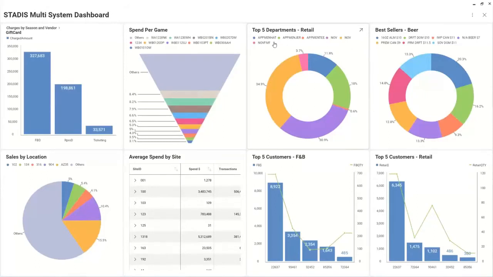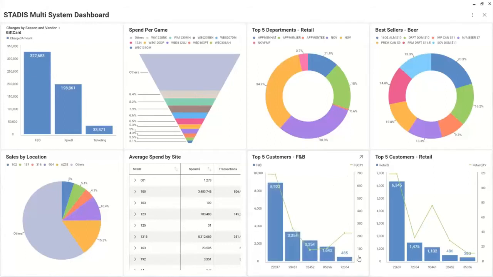Spend per game, top 5 departments for retail, just another example. So we can see that, what do we have here in purple? Novelties are our best-selling items. Our best sellers for beer. So not just all food and beverage, but we specifically want to see beer items. Sales by location. So these are different stands around the concourse, average spend by site, and then some customer related data again, right? So our top 5 customers by F&B, top 5 customers by retail.